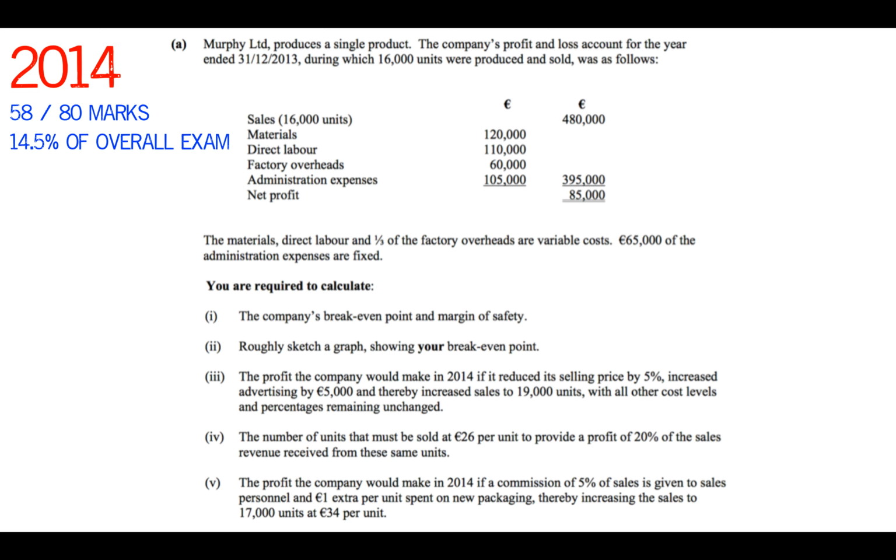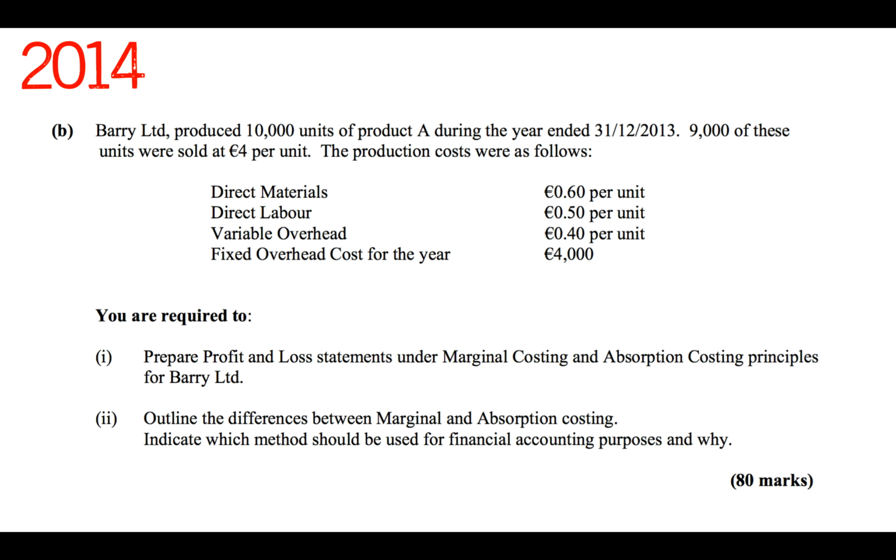So part A, which was worth 58 out of the 80 marks. So again, it's 14.5% of the overall exam. So just looking at it briefly there again, the first thing that we have to do is our marginal costing statement, which is our sales less variable costs is equal to contribution less fixed costs is equal to net profit. And then we start at our number 1, number 2, number 3, number 4, number 5, using the ratios that you have learnt off. So it was part B this year.